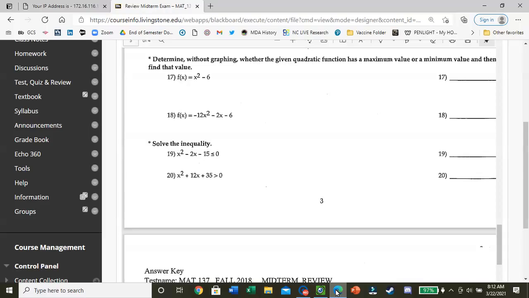Now this one's going to open down, right? You can't tell by looking at it, but through transformation, with this one you have to use a different method. So you've got negative 12x squared minus 2x minus 6.